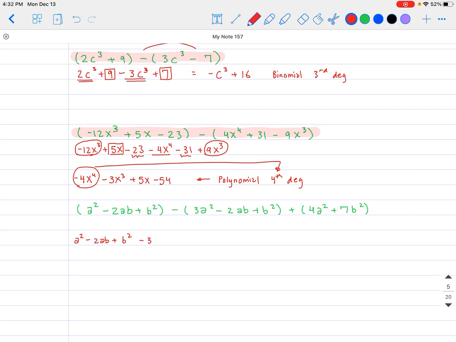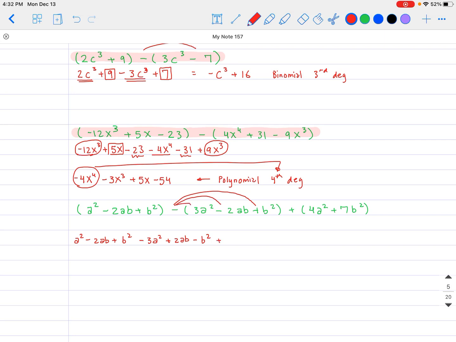Then we have minus 3a squared and then plus 2ab, because remember this negative multiplies with that negative, making it positive. And then we have minus b squared because this negative multiplies into this negative b squared, making it positive. Okay, so make sure you distribute that negative to each part.